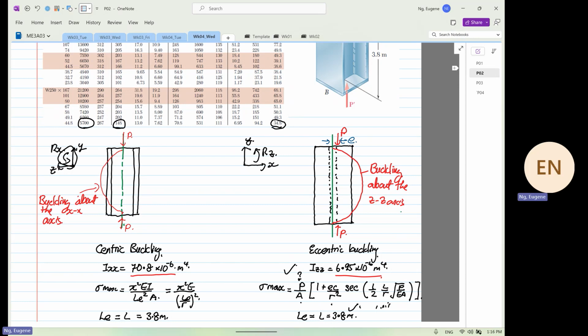No, I'll let you guys go. And then on Friday, there's another way to determine centric buckling based on a different technique. And I'll teach you on Friday.